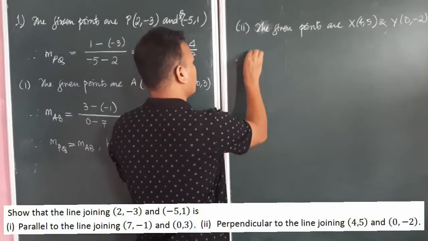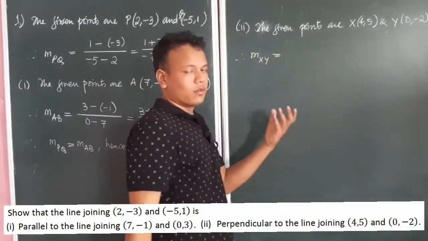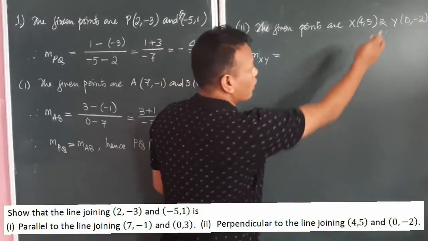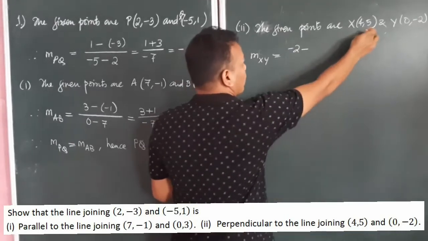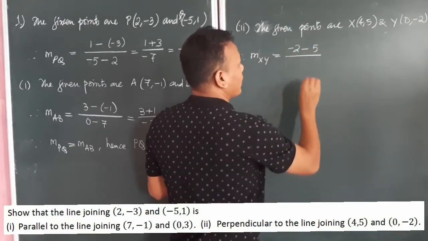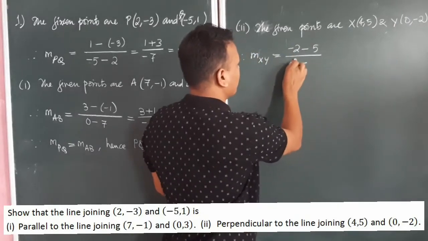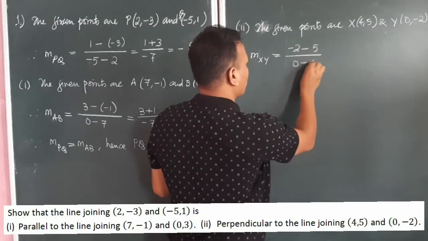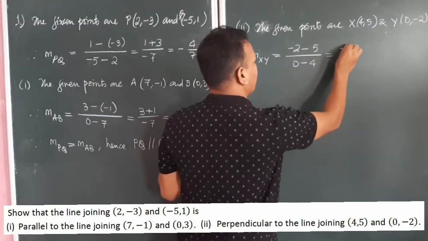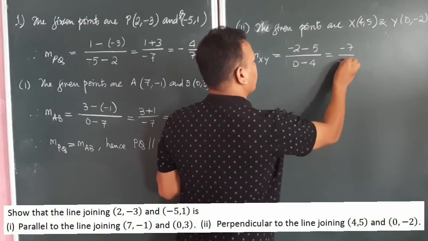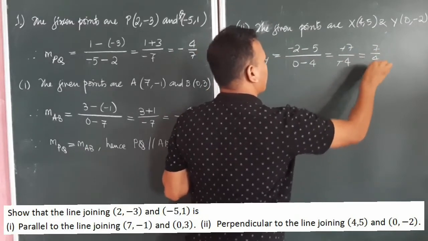So the slope of XY turns out to be, again we know that the formula is y2 minus y1, where y2 is -2 and y1 is 5, divided by x2 minus x1, where x2 is 0 and x1 is 4. So we have -2 minus 5 is -7 and this is -4. These two get cancelled and this is 7/4.